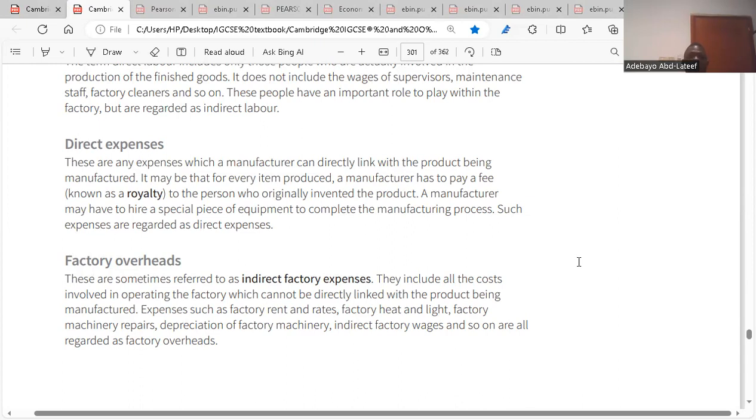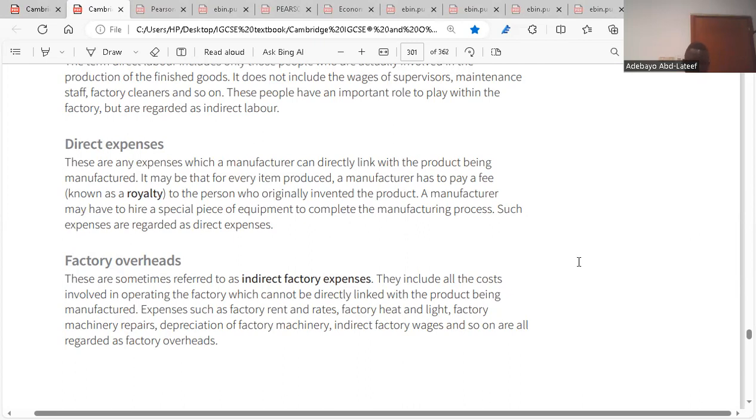So they said it may be that for every item produced, a manufacturer has to pay a fee known as royalty to the person who originally invented the product. A manufacturer may have to hire a special piece of equipment to complete the manufacturing process. Such expenses are regarded as direct expenses. So you have to pay royalty.